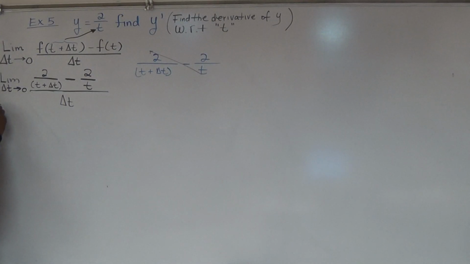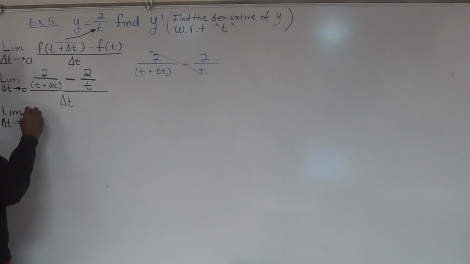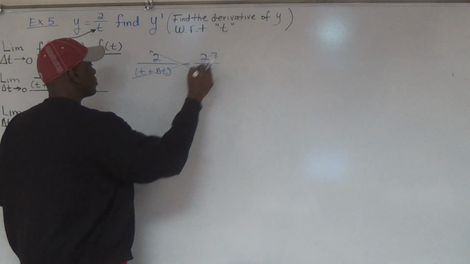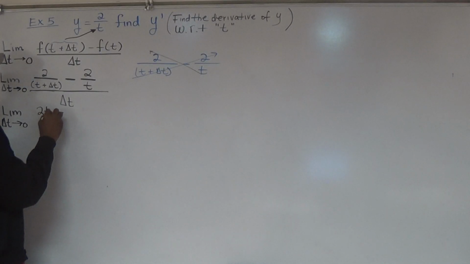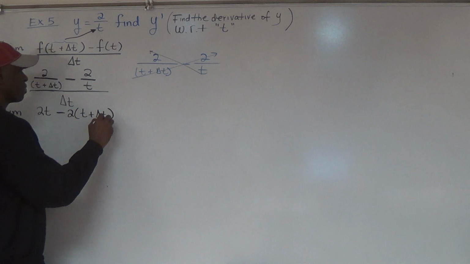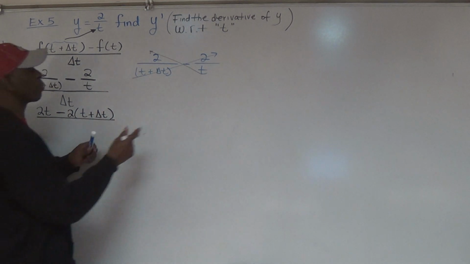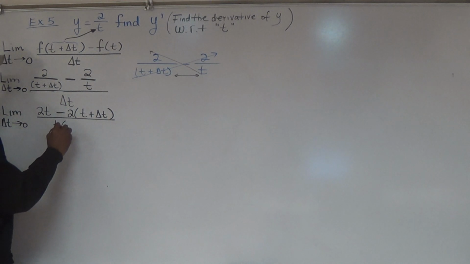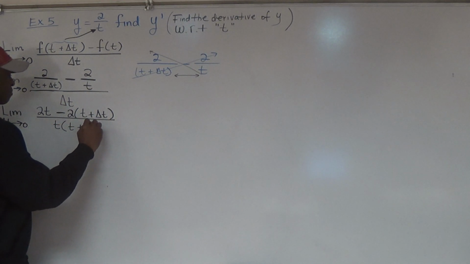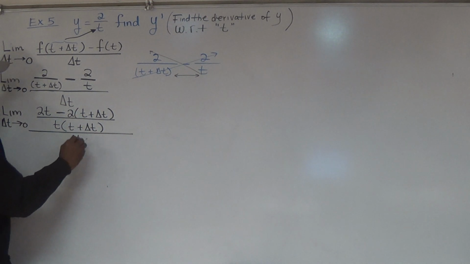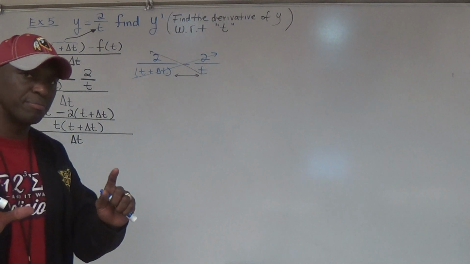And so we're going to have the limit as delta t continues to get smaller of 2t. And then you take the t plus delta t times the 2, minus 2 times t plus delta t, divided by, and then you multiply our denominators going across the bottom, t times t plus delta t. And this is all still over delta t. Okay, so far so good? You good? All right.